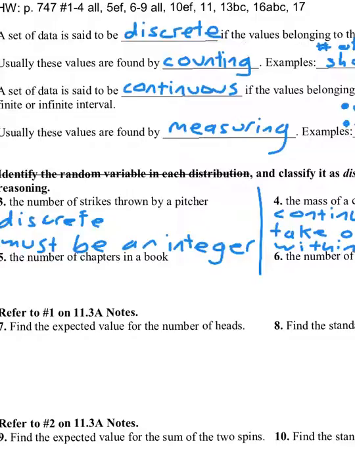The number of chapters in a book. This is discrete. Some people might argue that they read half a chapter or 3/4 of a chapter, but the number of chapters that the book has to be an integer. So the number of chapters in a book is discrete.